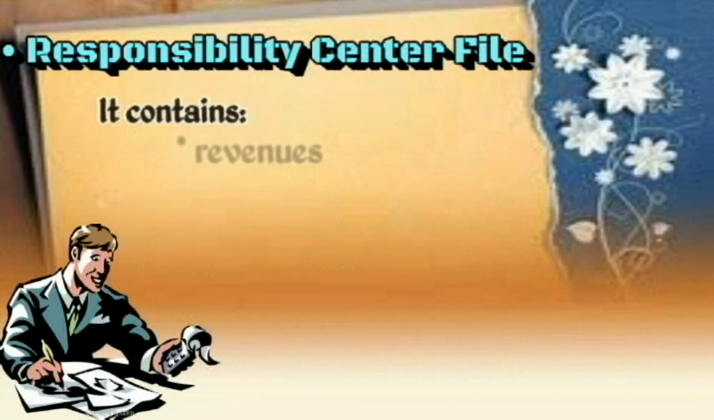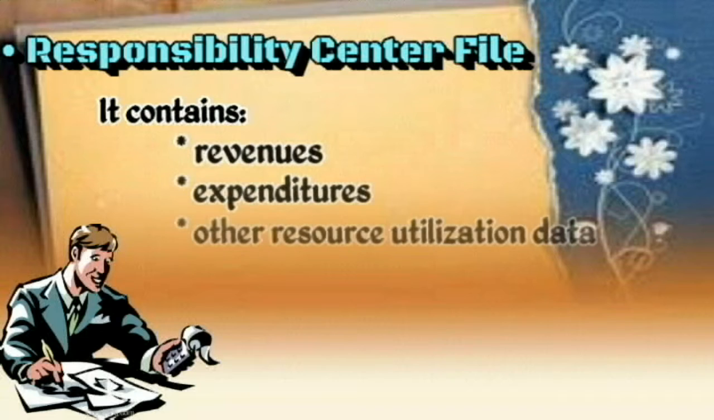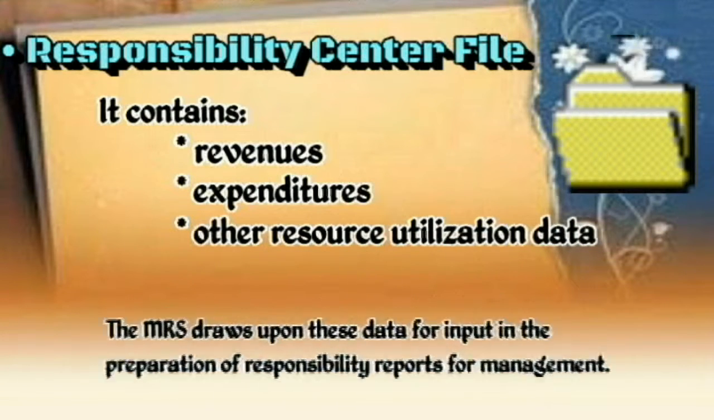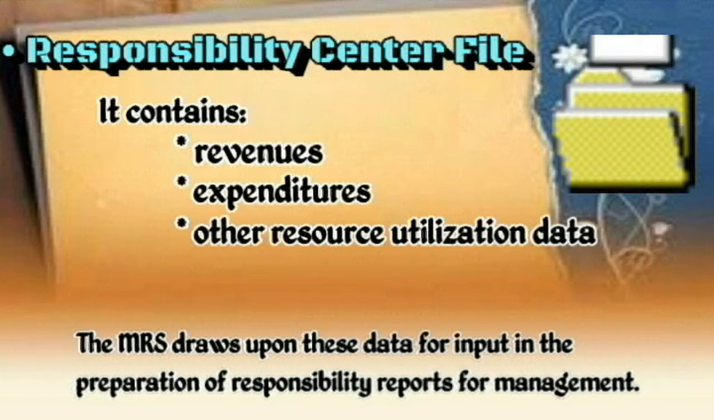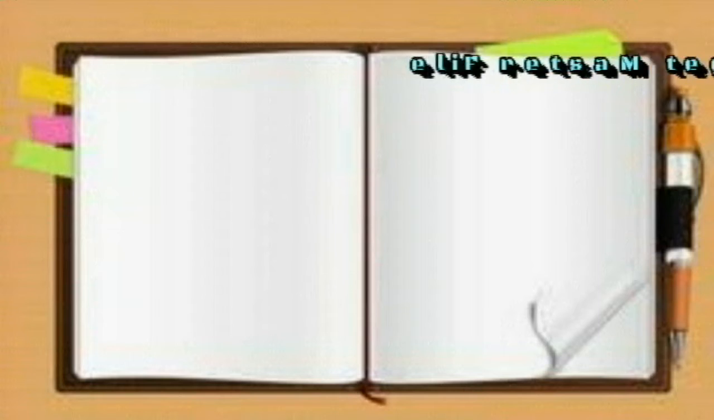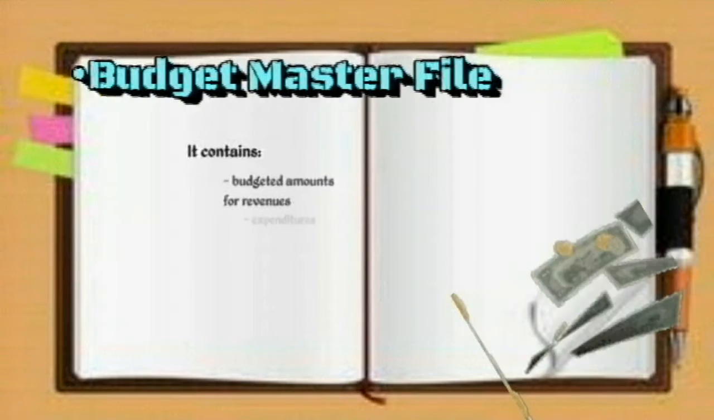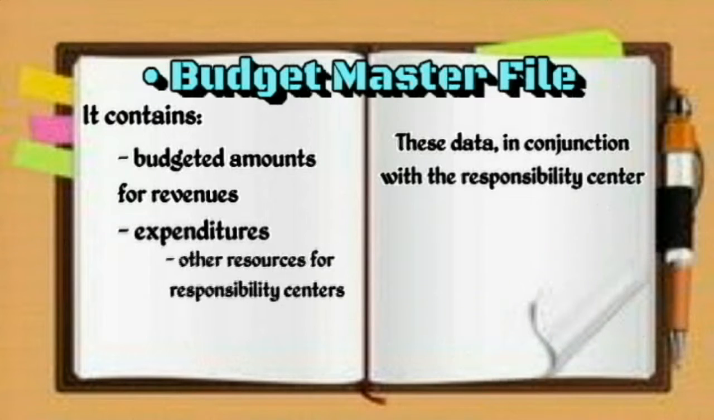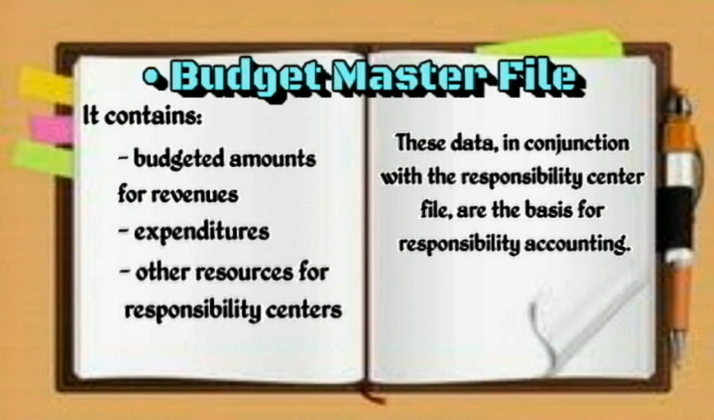The Responsibility Center file contains the revenues, expenditures, and other resource utilization data for each responsibility center in the organization. The MRS draws upon this data for input in the preparation of responsibility reports for management. The Budget Master file contains budgeted amounts for revenues, expenditure, and other resources for responsibility centers. These data, in conjunction with the Responsibility Center file, are the basis for responsibility accounting.